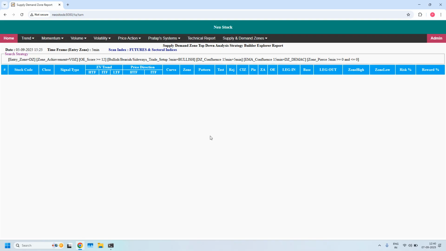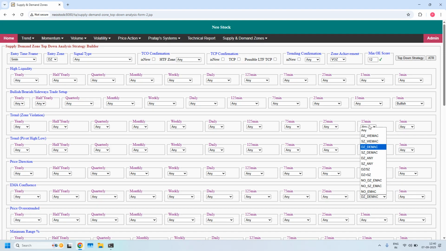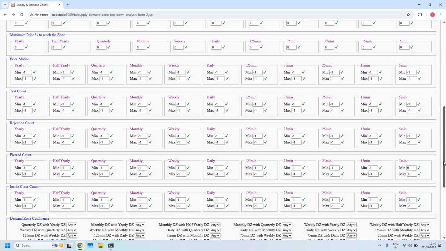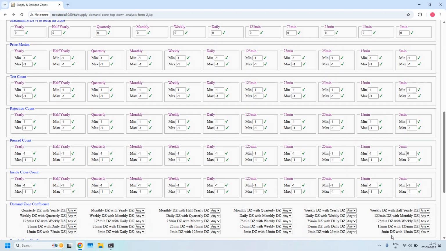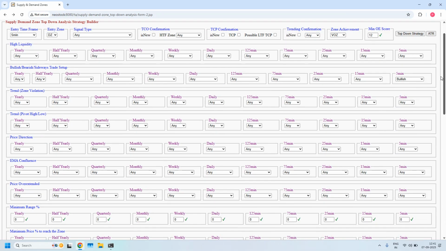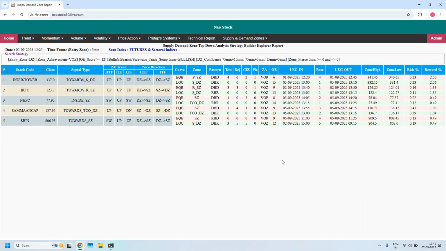Okay, fine. Next, let us look into LTF, ITF, HTF demand zone confluence supported stocks. I removed ITF EMA filter. Demand zone confluence, 3 filters I am setting. First one is already enabled. Next 5 minutes and 75 minutes. 15 minutes and 75 minutes. Demand zone confluence. With all the 3 filters, we got 5 stocks.